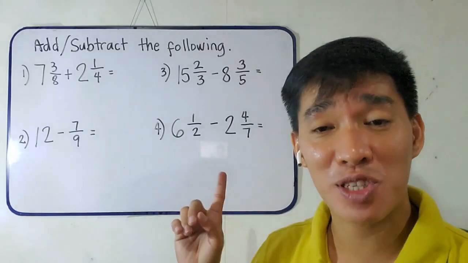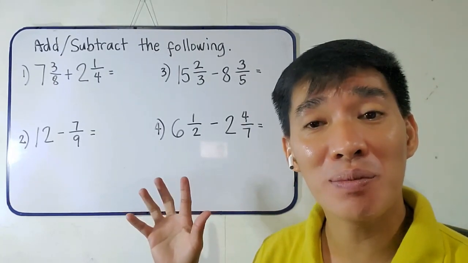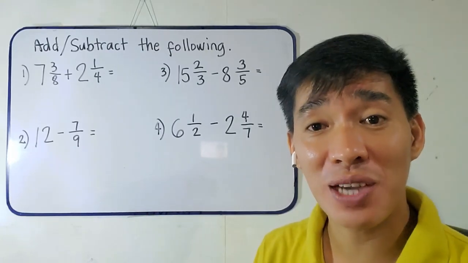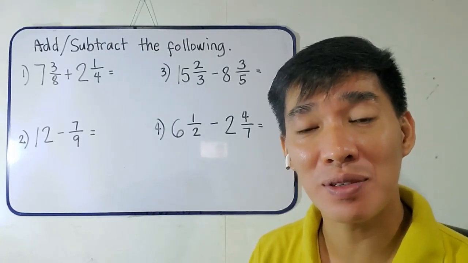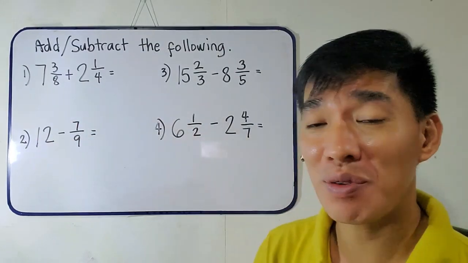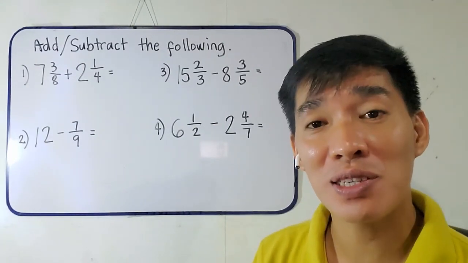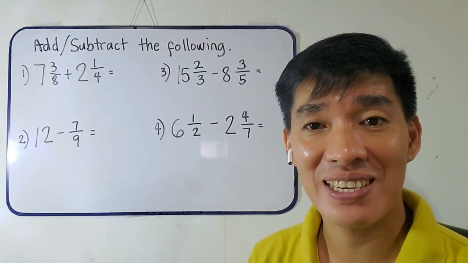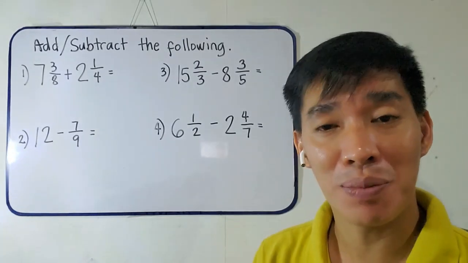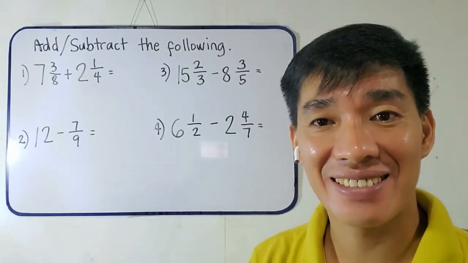We will add or subtract the following numbers with whole numbers and mixed numbers this time. So this is another challenge that you really have to consider. Try to answer items number 1 up to number 4. I will reveal the answers later and the solutions to the following challenge. So give yourself time to do this. Pause this video and answer your next activity.